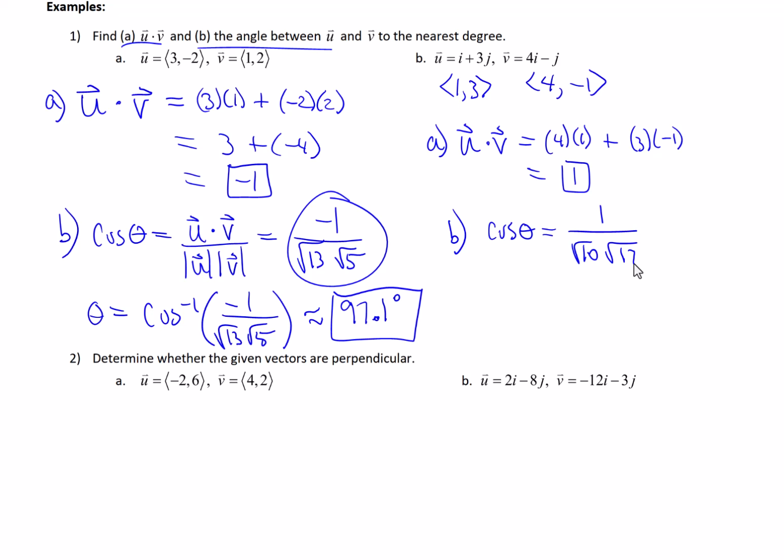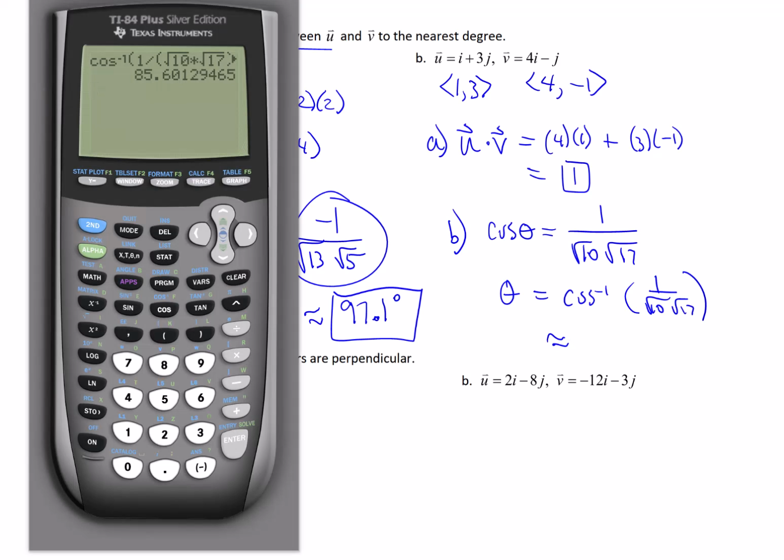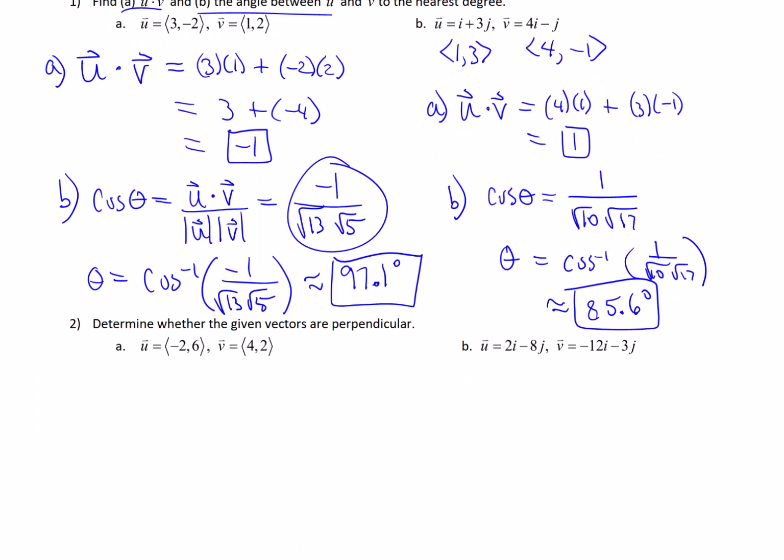And this is what the cosine of theta equals, which means then theta would be the cosine inverse of this very result, 1 over the square root of 10 times the square root of 17, as previously noted. And we can approximate this on the calculator. And it looks like the result this time is about 85.6 degrees.